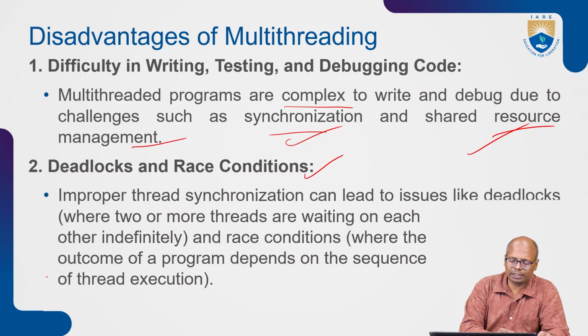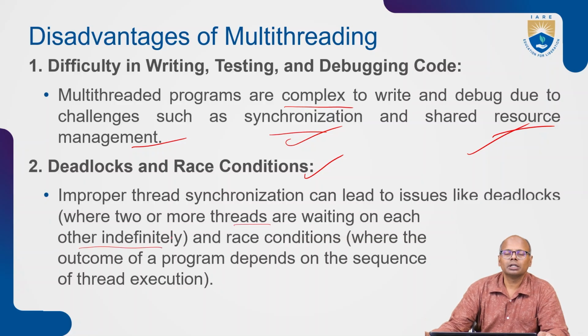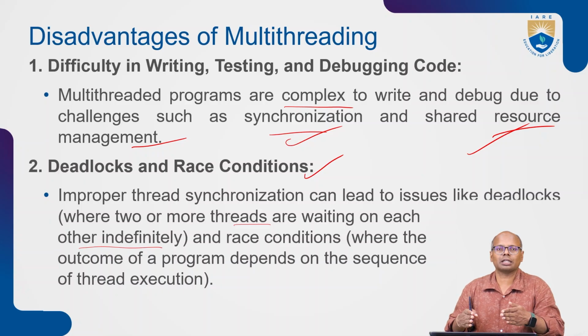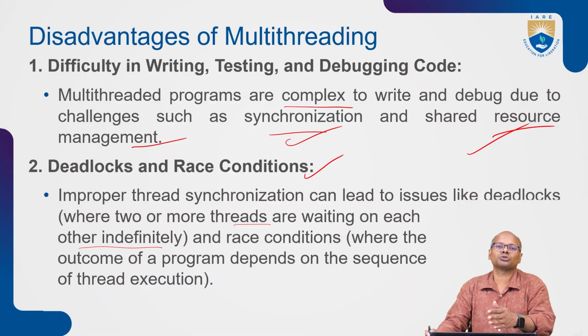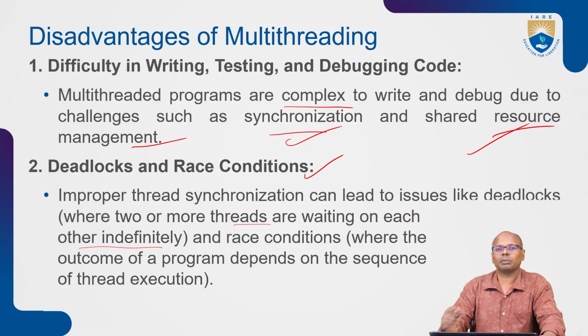What do you mean by deadlock? Deadlock means two or more threads are waiting on each other indefinitely. Suppose two tasks are coming in parallel, they may be waiting for the other thread to start, or for the other task to be performed on the same thread.